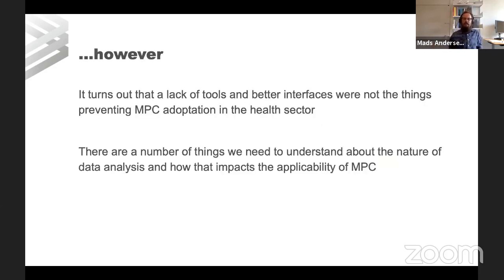However, as we started doing our interviews and our workshops, we found out that this lack of tools and this lack of an interface for the data subjects were not really what was preventing MPC adoption in the health sector. We realized there were a number of things we really needed to understand about the nature of data analysis in this sector and how that impacts the applicability of MPC technology.